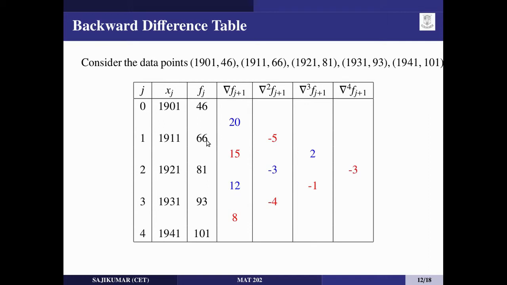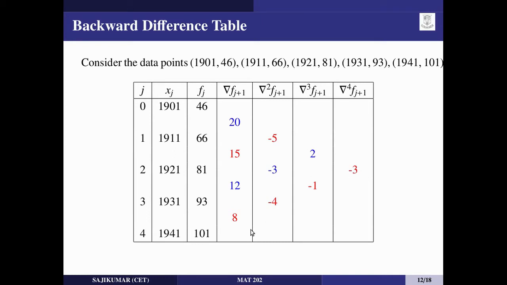66, 81, 93, 101, and the next columns are again backward differences. So this is the backward difference of 15 minus 20, that is minus 5. The second backward difference is 12 minus 15, that is minus 3; 8 minus 12 is minus 4; again minus 3 minus 5 is 2; minus 4 minus 3 is minus 1; minus 1 minus 2, that is minus 3.